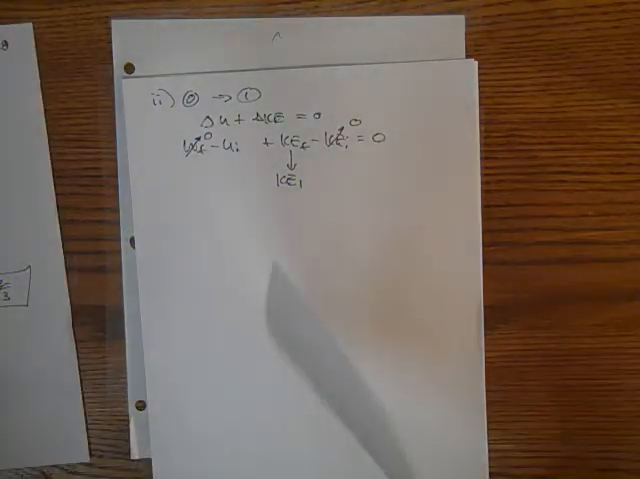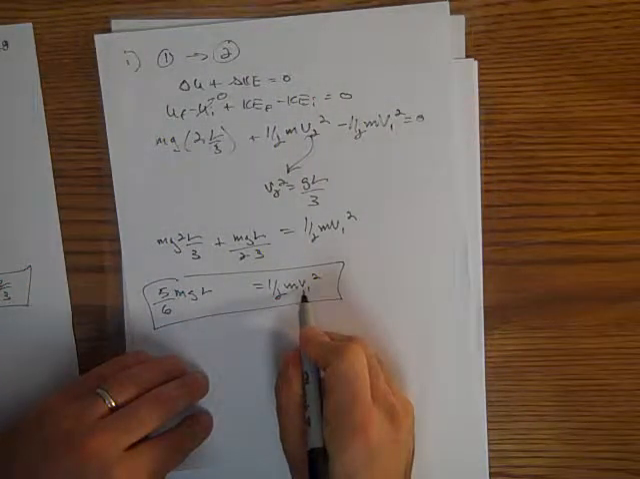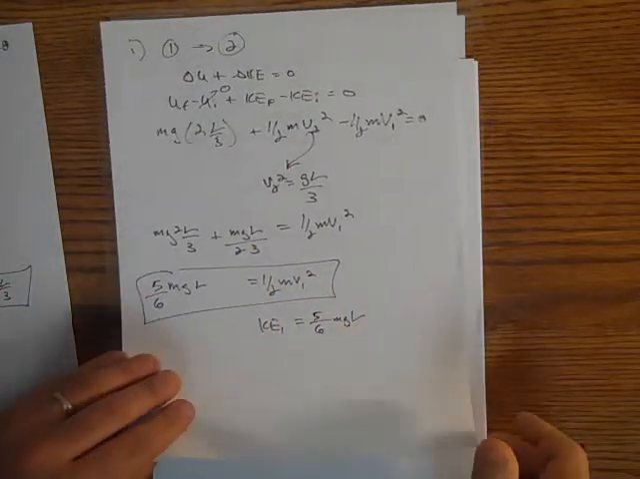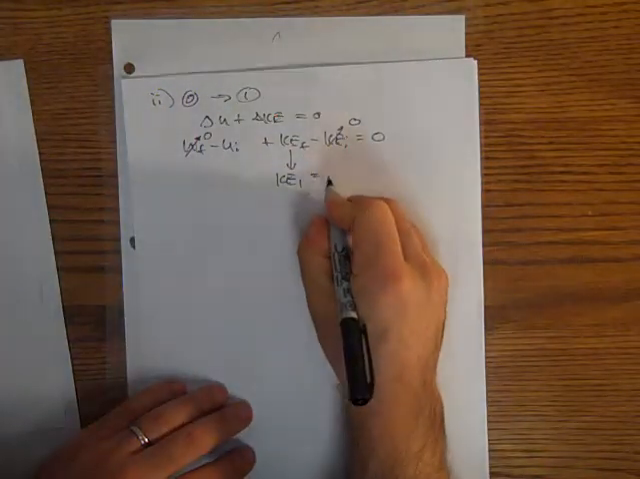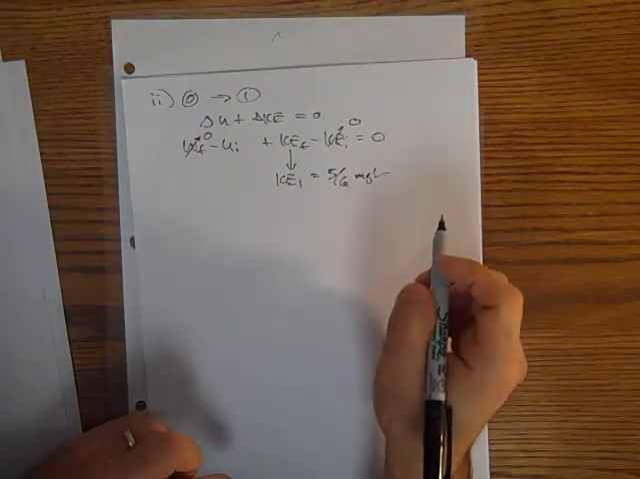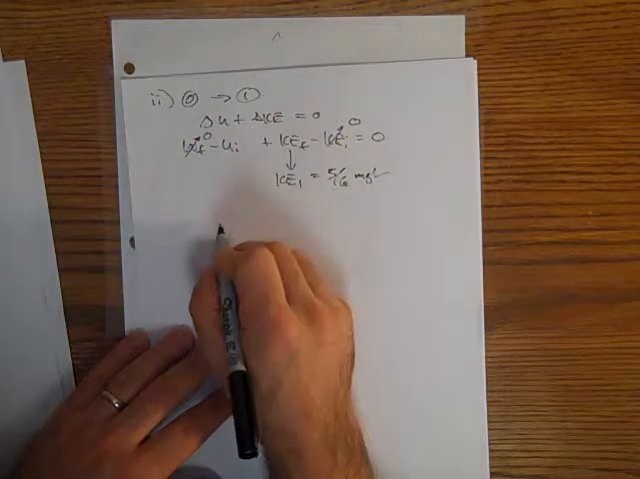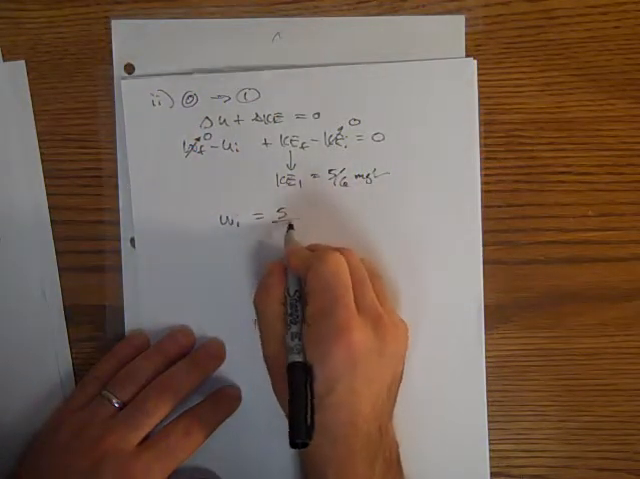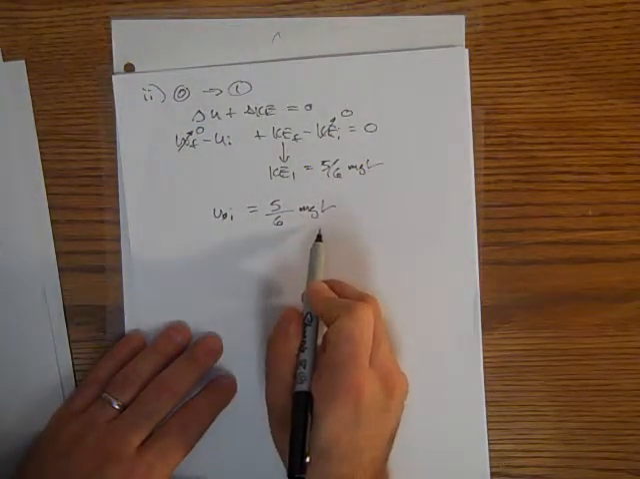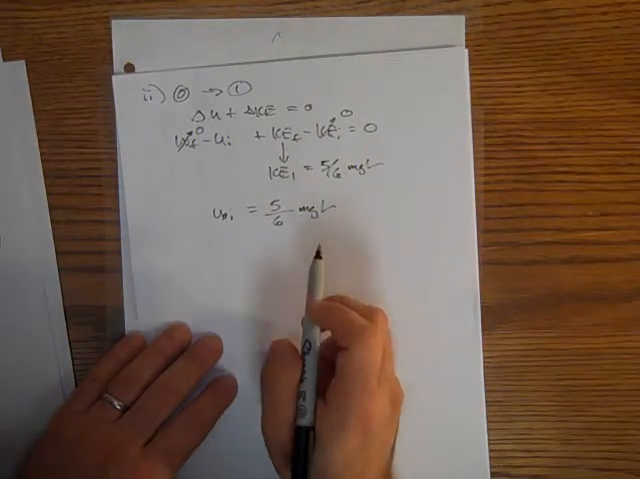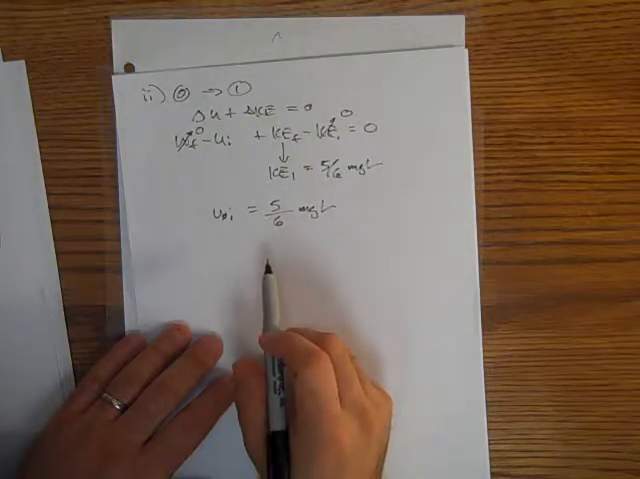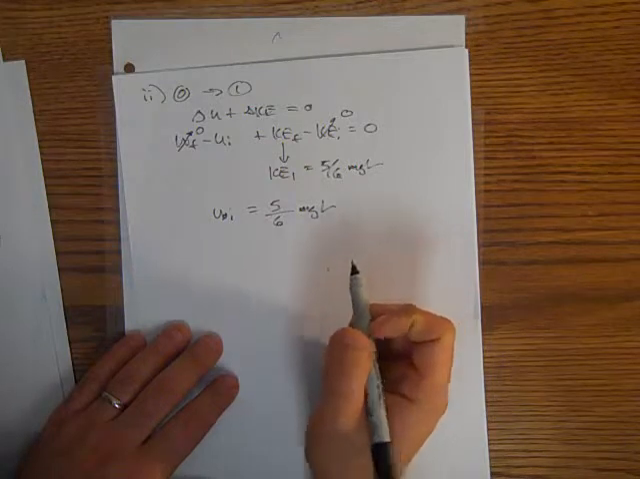I know from this part that kinetic energy at point 1 is 5/6 mgL. And so I can rearrange this. My initial potential energy is 5/6 mgL. Or in other words, my initial potential energy has to be this in order to give me the correct speed at the very end to just get around that arc, just get around the top point without the tension going slack.